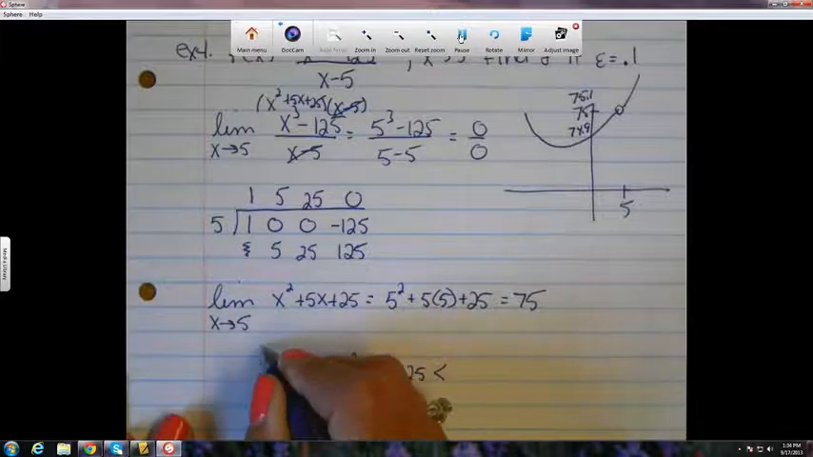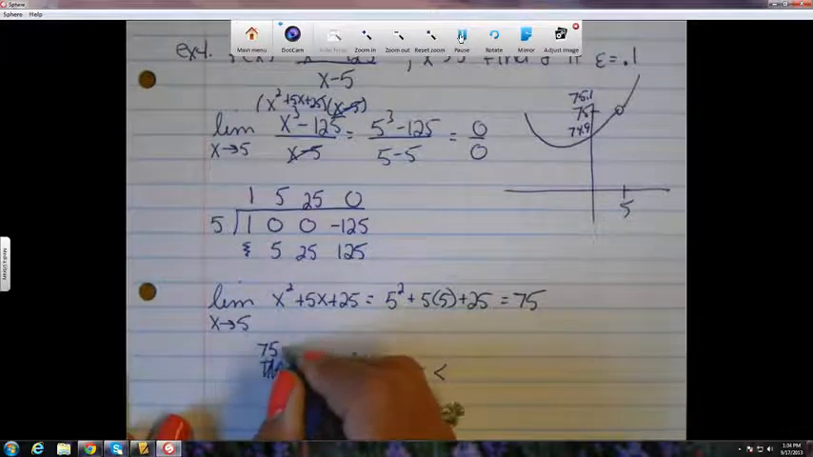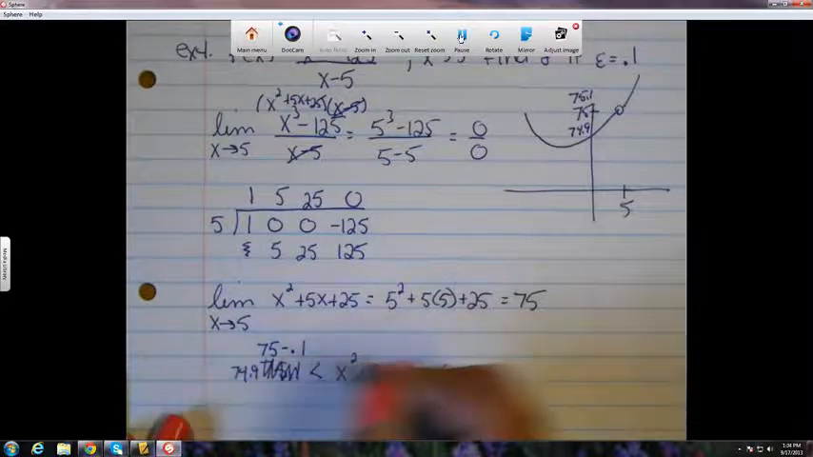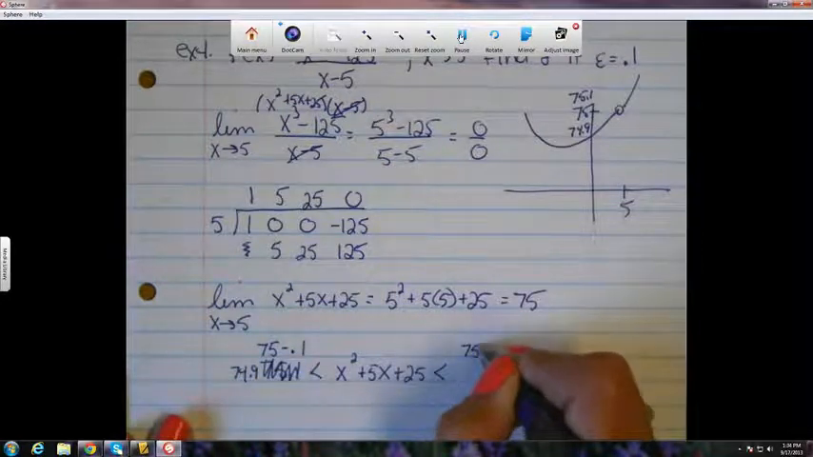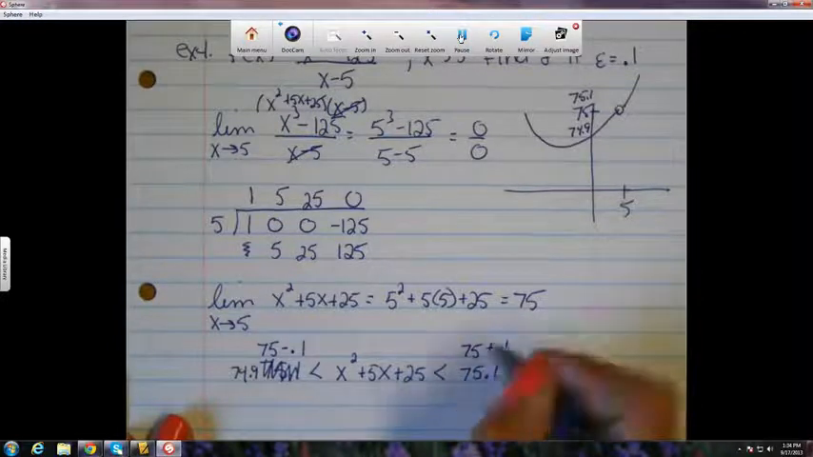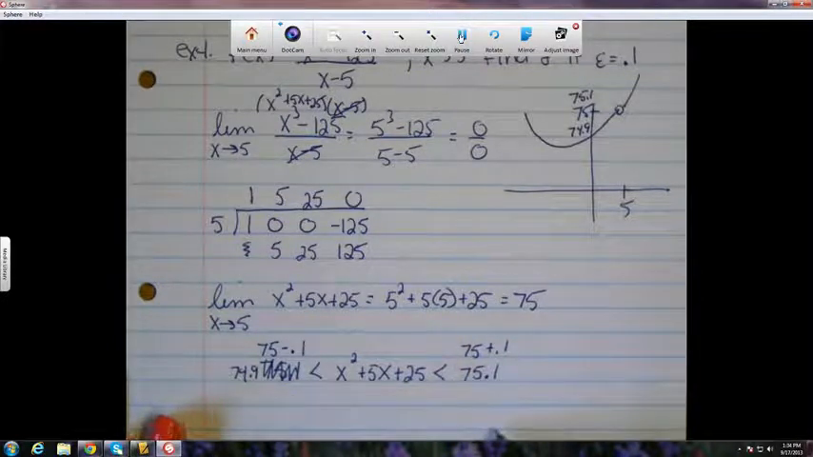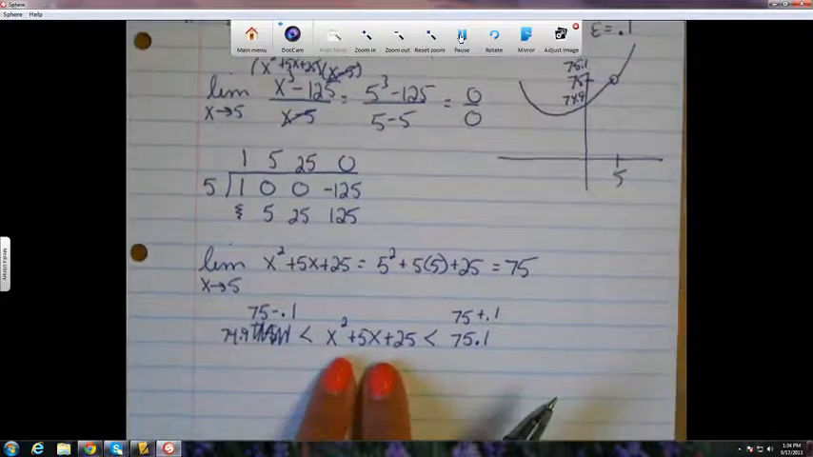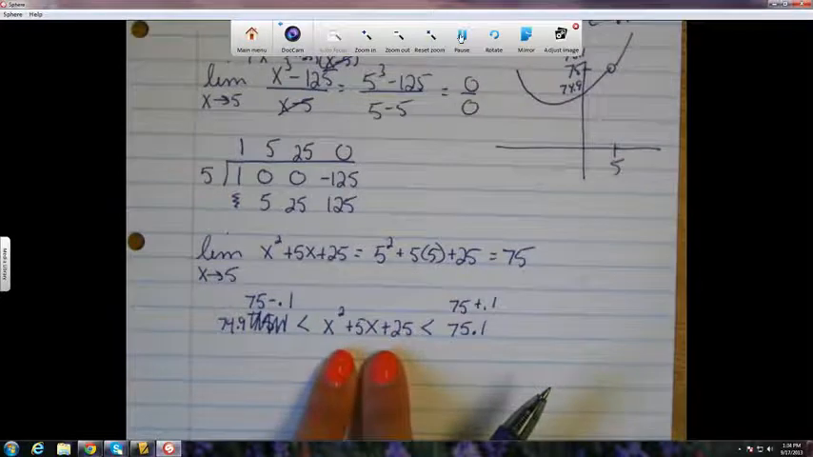It's the 75 minus the 0.1 here for the 74.9, and the 75 plus the 0.1 over here for the 75.1. Smaller to bigger. Okay, the problem is, we haven't had this, well, we did in chapter 1 a little bit, but I didn't focus on it too much.